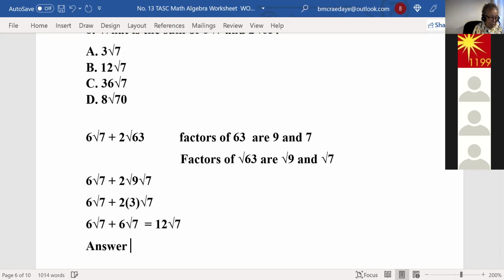Just remember, you can factor square roots just like you can factor numbers. You said right away the factors of 63 are 9 and 7. That means you can take the square root of 63 and factor it into the square root of 9 and the square root of 7. But the square root of 9 is a perfect square, 3, right? So 2 times 3 is 6. Now you can add them because they're both square root of 7. So just add up the coefficients, 6 plus 6, 12, answer B.